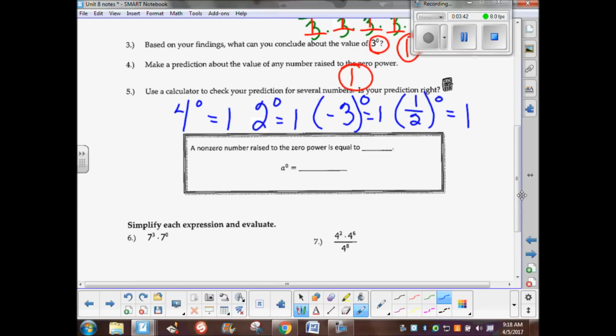A non-zero number. These are all non-zeros, okay? 4, 2, negative, a fraction. So any number other than 0 is a non-zero number, raised to the 0 power, is equal to 1. So therefore, our general rule: any number other than 0 raised to the 0 power is 1.